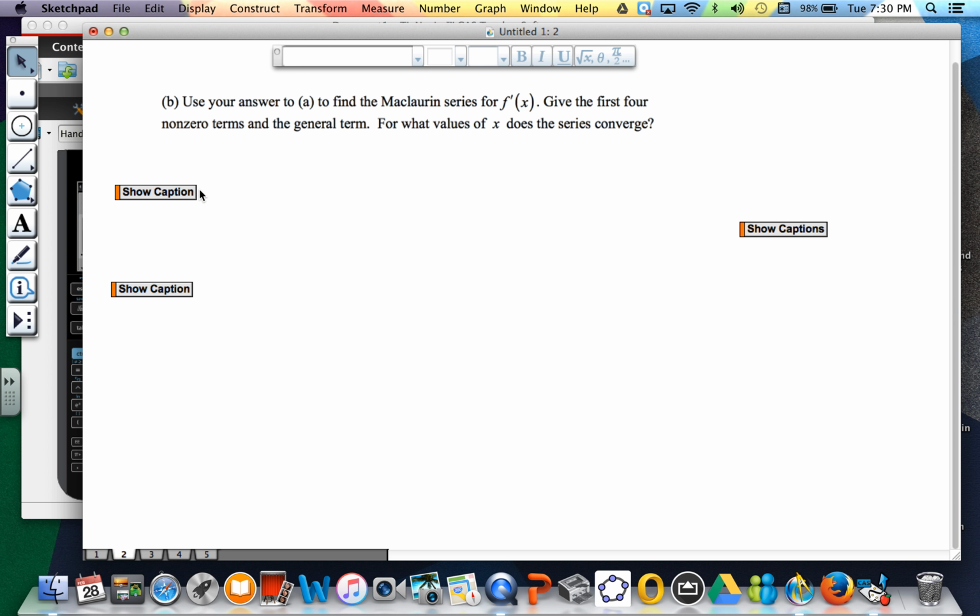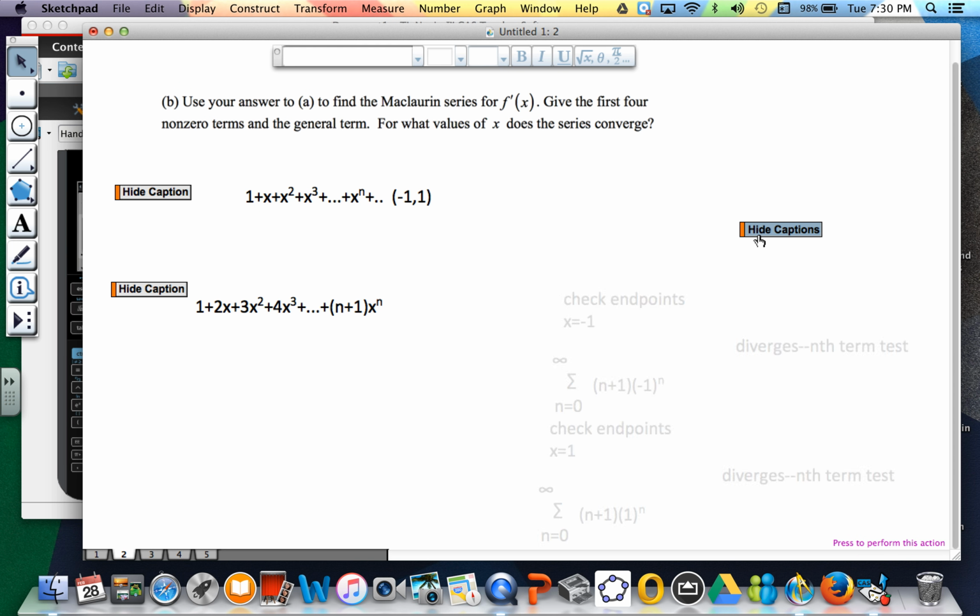Part B, it says use your answer in part A, so I'll write that. To find the Maclaurin series for f prime of x, give the first four non-zero terms and the general term. For what value of x does the series converge? Well, if I find the derivative of each term and expand out one more and look for a rule, there you go. Now, the only thing is I keep that interval of convergence, but I still need to check my endpoints.